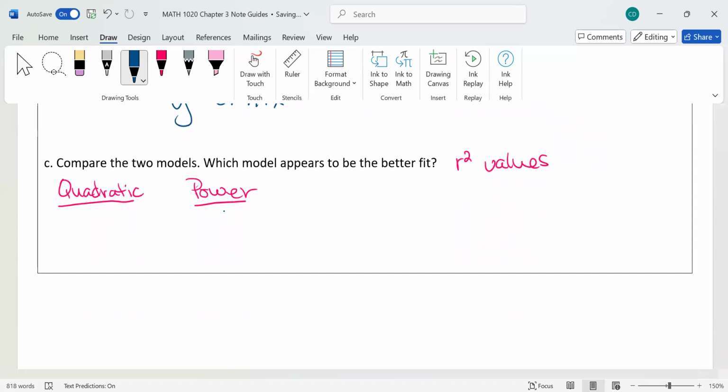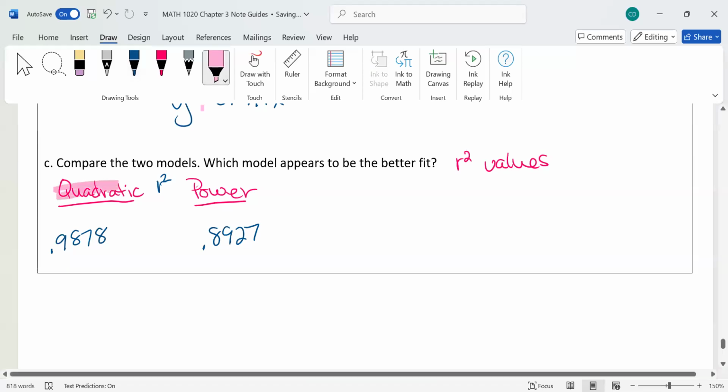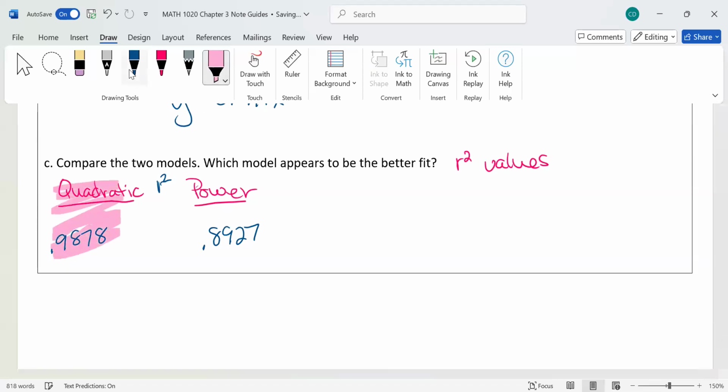All right, so for our quadratic, our r squared was 0.9878, and our power model was 0.8927. Which one's bigger? The quadratic is, so this one is the better model. And that is the end of section 3.5.